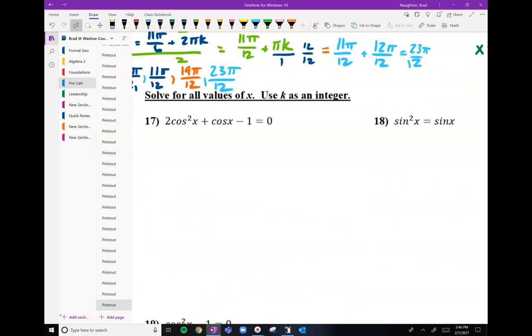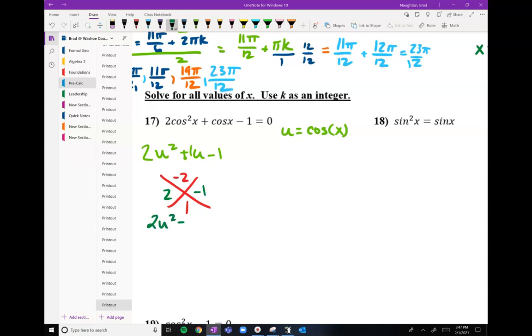Alrighty. So on this one, we're going to use our u substitution. So u is going to be our cosine x. So 2u squared plus 1u, got my 2 in front, minus 1. So let's factor this. So what two numbers multiply to a negative 2 and add to 1? Those are going to be 2 and negative 1. So 2u squared plus 2u minus 1u minus 1.